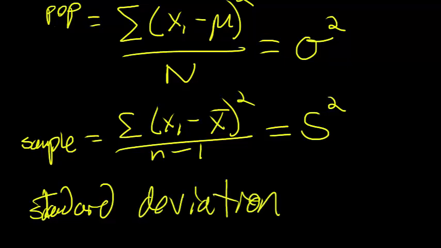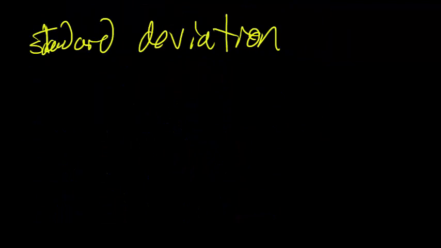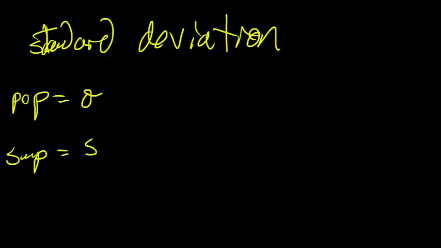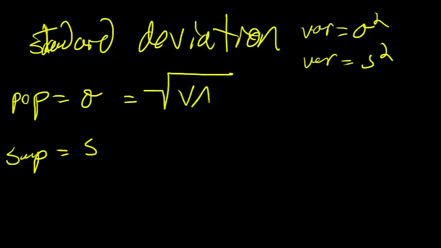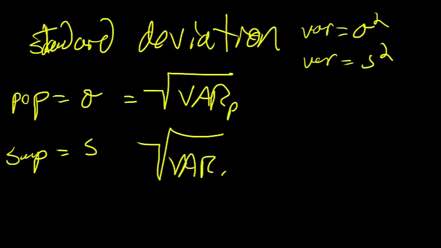Standard deviation. The standard deviation is represented in the population by the Greek letter sigma and in a sample by the letter s. And if you think to yourself, well, wasn't the variance sigma squared and in the sample s squared? You're absolutely right. So all we have to do is take the square root of the variance, in this case of a population, and the square root of the variance, in this case, of a sample.